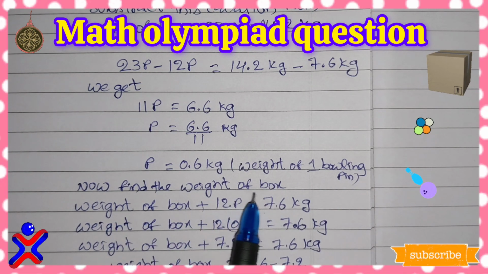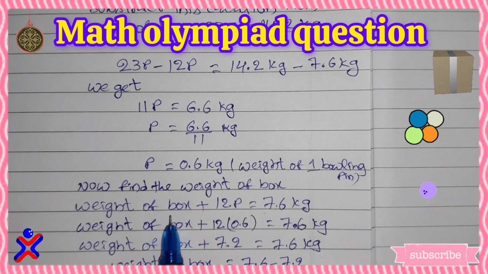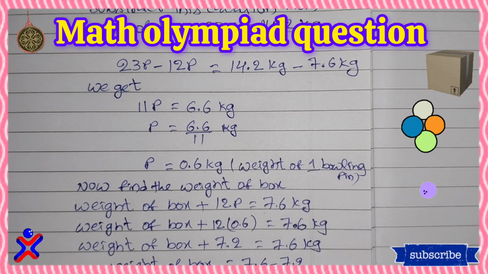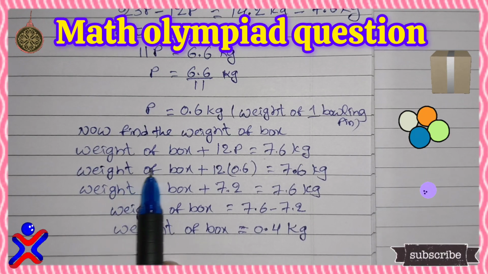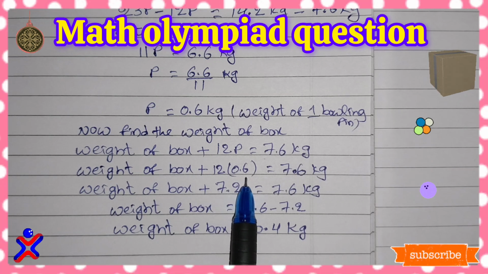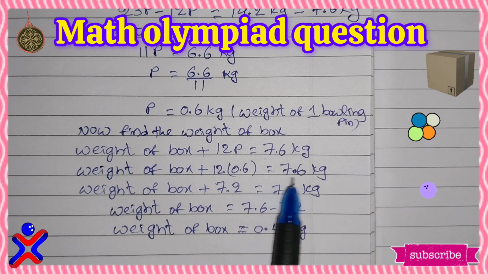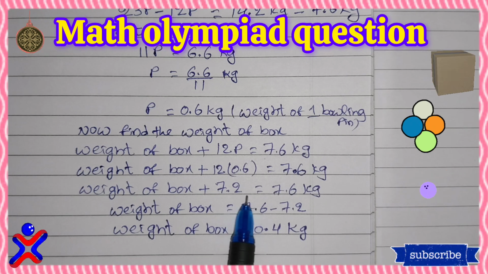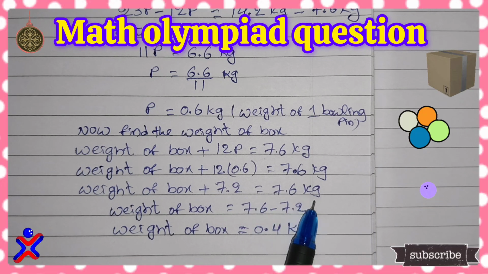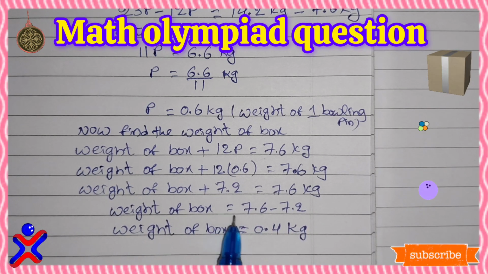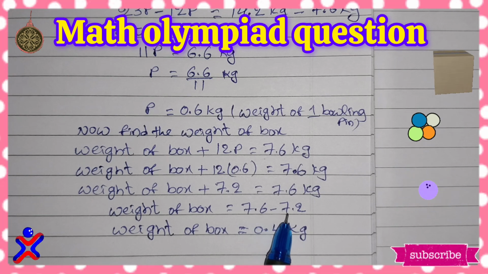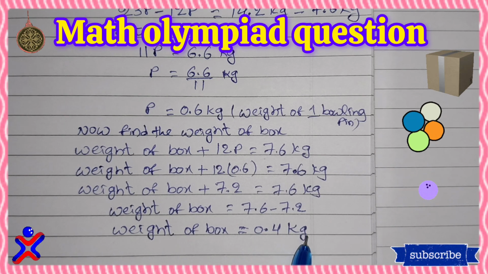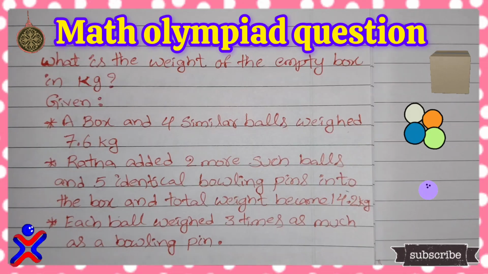We assumed that the bowling pin is P. Now find the weight of the box. Weight of box plus 12P equals 7.6 kg. Weight of box plus 12 multiplied by 0.6, because we know the value of P equals 0.6, equals 7.6 kg. Weight of box plus 7.2 equals 7.6 kg. Weight of box equals 7.6 minus 7.2. Weight of box equals 0.4 kg.